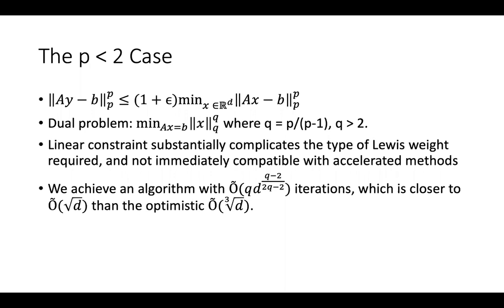The presence of this linear constraint substantially complicates the type of Lewis weights required. We call them regularized Lewis weights in the paper, and they seem to not be immediately compatible with acceleration methods, like acceleration or width reduction, any of these. However, we still achieve an algorithm which has iteration count O tilde of Q times D to the (Q minus 2) over (2Q minus 2), which is closer to square root D than the more optimistic cube root D.